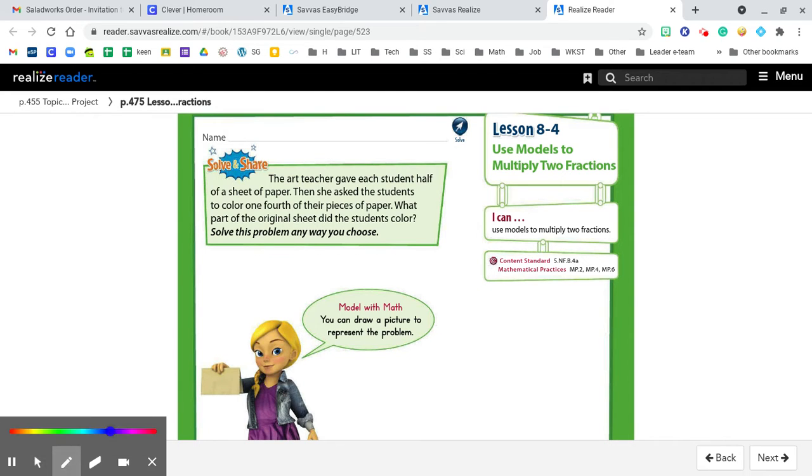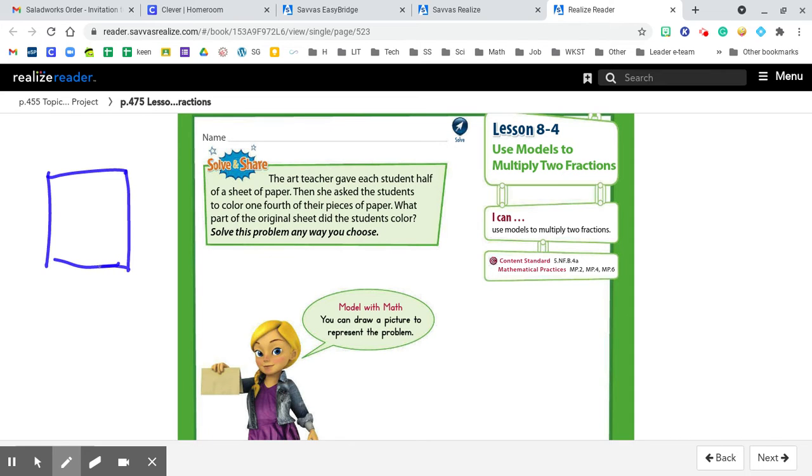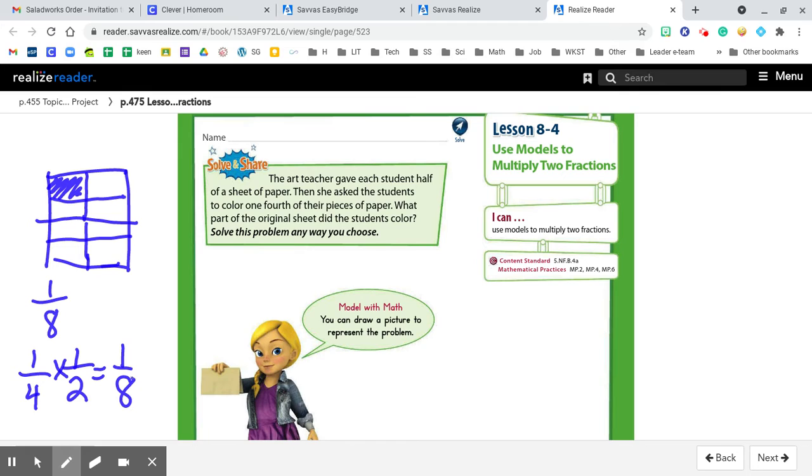So you could just be really literal and draw a piece of paper. The teacher gave each student half a sheet of paper. Then she asked the student to color 1/4 of their paper. So we take their sheet, which is a half, and they're going to color 1/4. So altogether, how much of a sheet of paper do they have colored? So we say she has 1/8. We could take 1/4 times 1/2, and we get 1/8 that way. So you can do it like that.